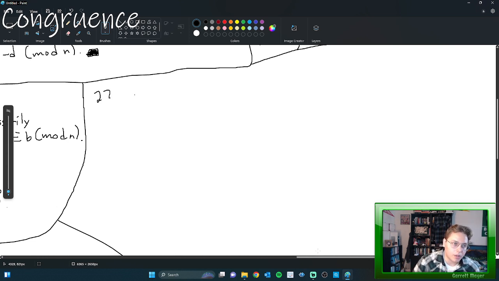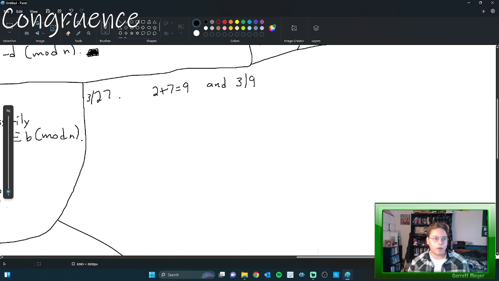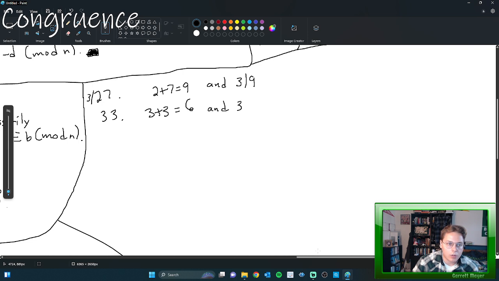27, for example, we know that 3 divides 27. We also know 2 plus 7 is 9, and 3 divides 9. And because of this, there's this trick that you might have learned where to see if a number is divisible by 3, you check if the sum of its digits is also divisible by 3, or if 3 is a factor of the sum of its digits. So for another example, like 33, 3 plus 3 equals 6, and 3 divides 6, so we know that 3 divides 33.